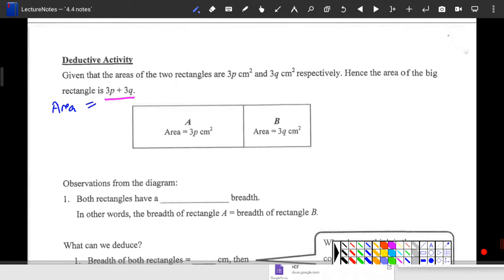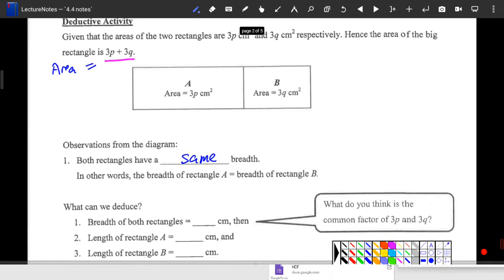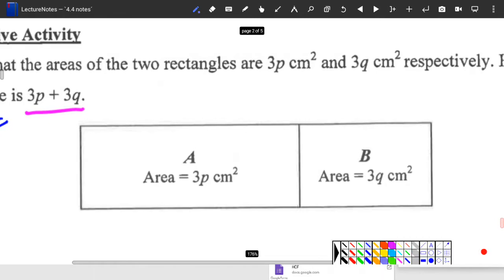Both rectangles have what? Breadth. Same breadth. That's correct. Which means the breadth of rectangle A is equal to rectangle B. Okay, so what can you deduce? Let me zoom in. Now, let's look at A. How do I find the area of A? I must use length times breadth. Which means the length times the breadth will be equal to what? 3p. Oh, so it means length times breadth is equal to 3p. The length times breadth here is equal to 3q.